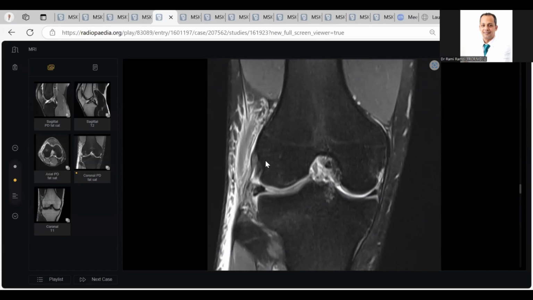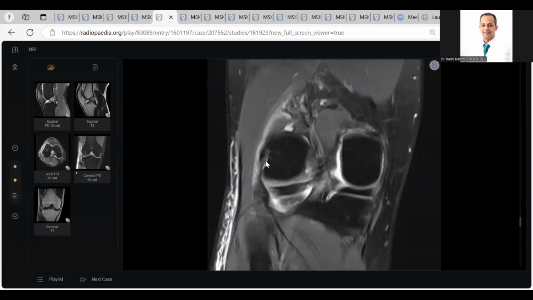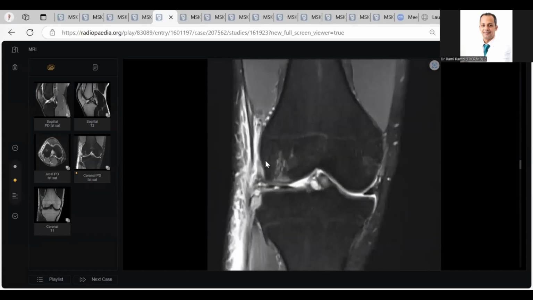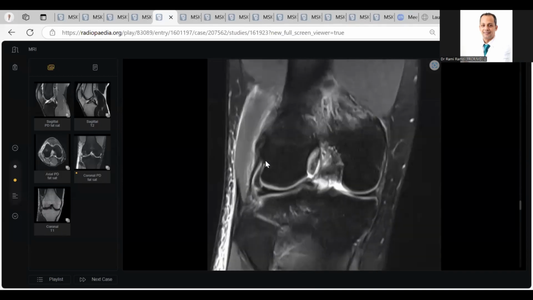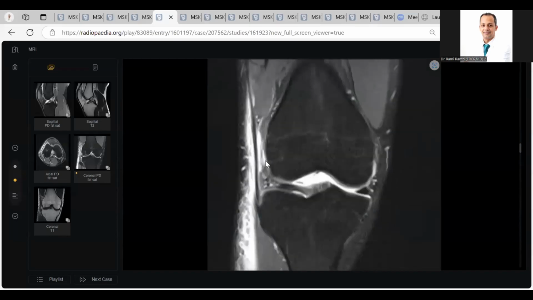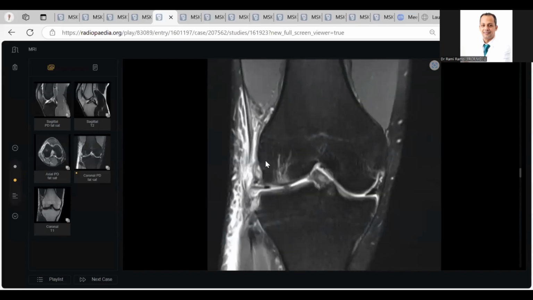You can scroll. Hold on. I will scroll for you. This is the coronal. I would like to see the sagittal images of this patient. Look first here. Tell me here.